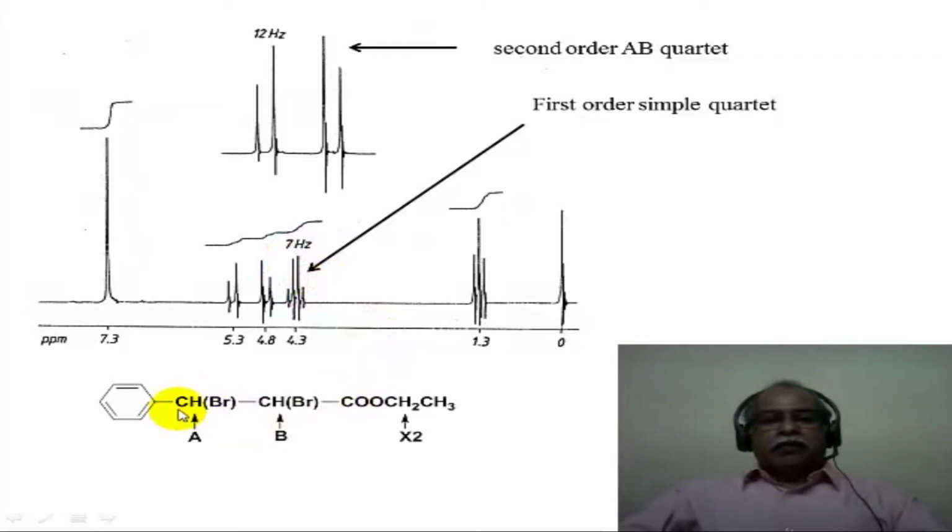On the other hand, if you consider the benzylic hydrogen, which is labeled as A, and the adjacent hydrogen, which is labeled as B, that constitutes truly a second order spectrum. An AB quartet is what is seen at 4.8 ppm and 5.3 ppm, and the expansion of this AB quartet is what is shown in the inset here, and with a coupling constant of about 12 Hz, this is truly a second order spectrum of an AB quartet.